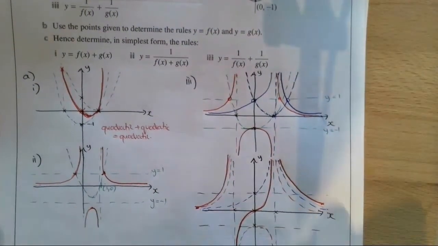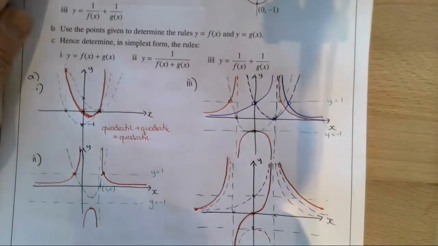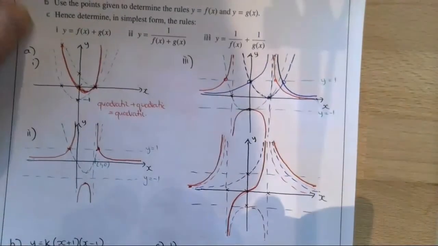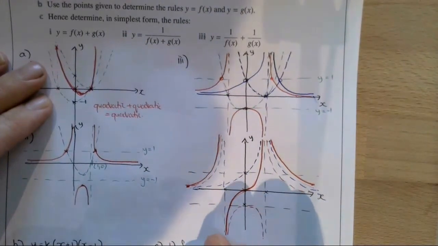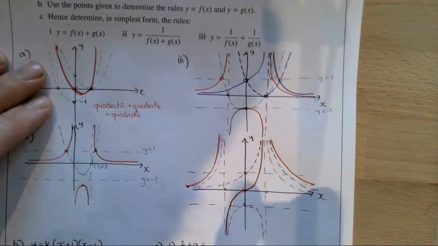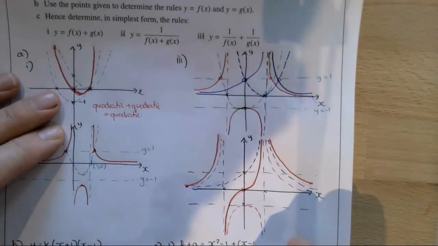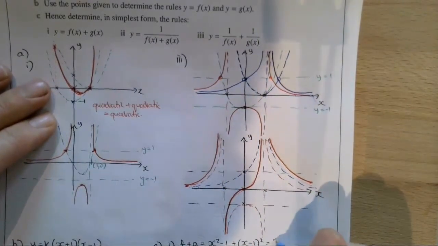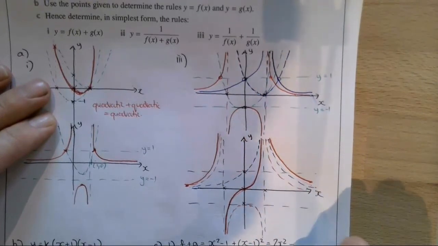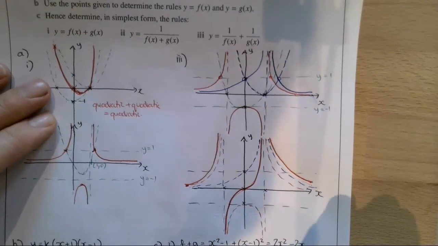Now, this helps us in part C to determine the rules. So for part I, we're expecting a quadratic, and it's f plus g. Well, that has to be x squared minus 1 plus (x minus 1) squared. If we expand and simplify that a little bit, we're going to get 2x squared minus 2x. And in fact, that's it. So that's 2x times (x minus 1).